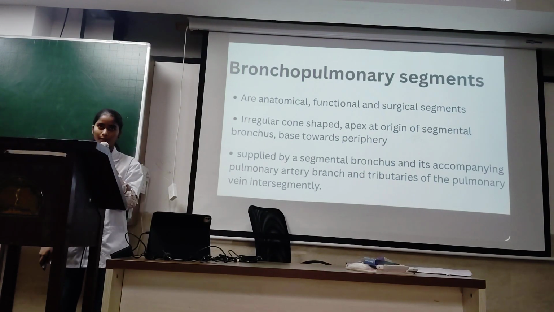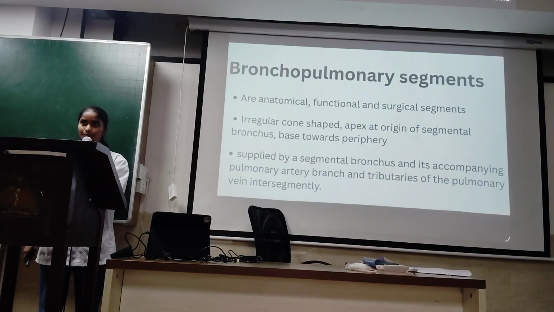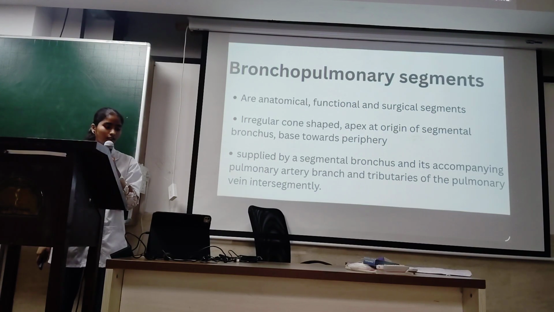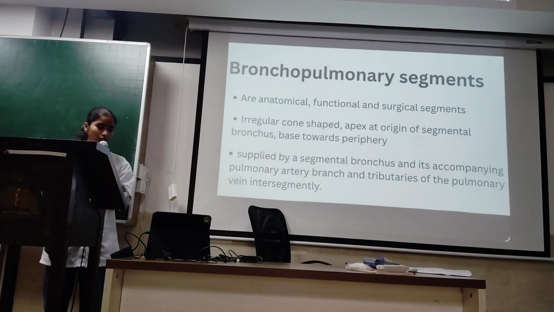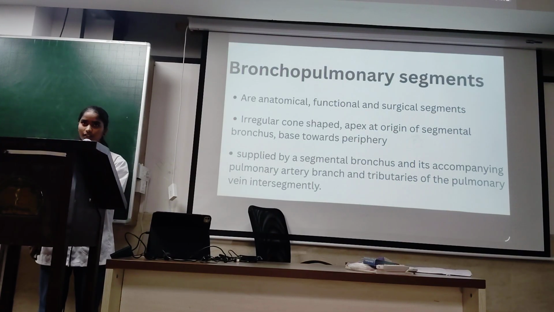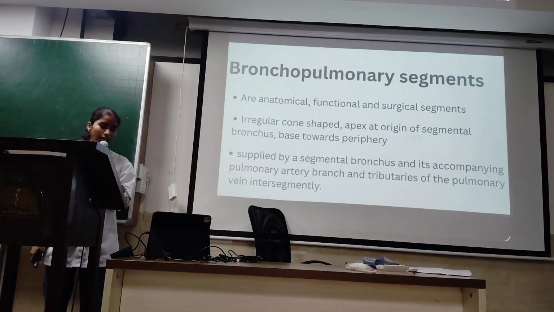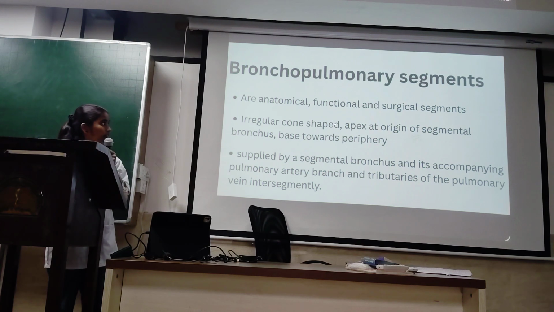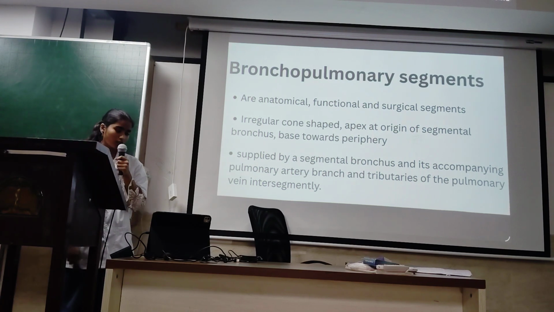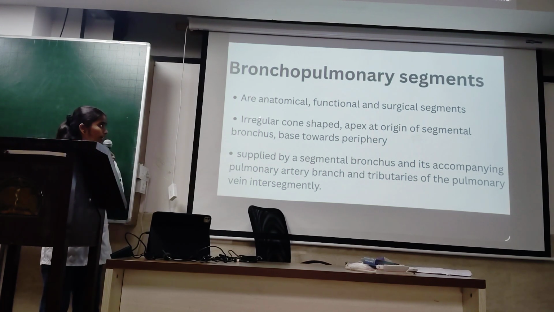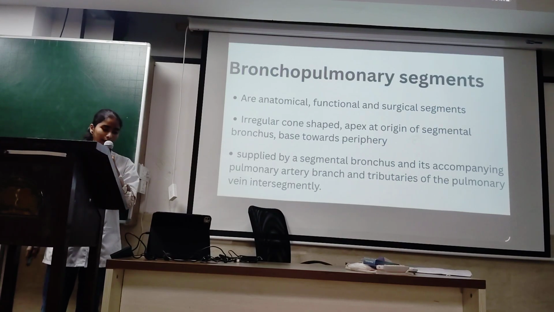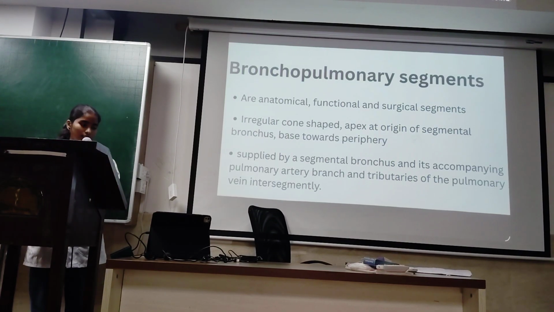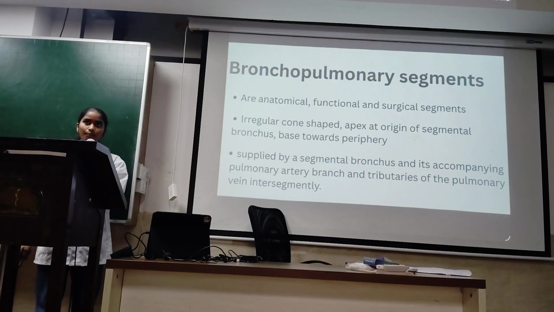So what are the bronchopulmonary segments? These are the smallest functionally independent region of the lung and the smallest area of the lungs which can be isolated without affecting the adjacent regions. So these bronchopulmonary segments are anatomical, functional and surgical segments. Regarding their shape, they are irregular cone shaped with their apex at the origin of the segmental bronchus and their base towards the periphery, that is on the surface of the lung.